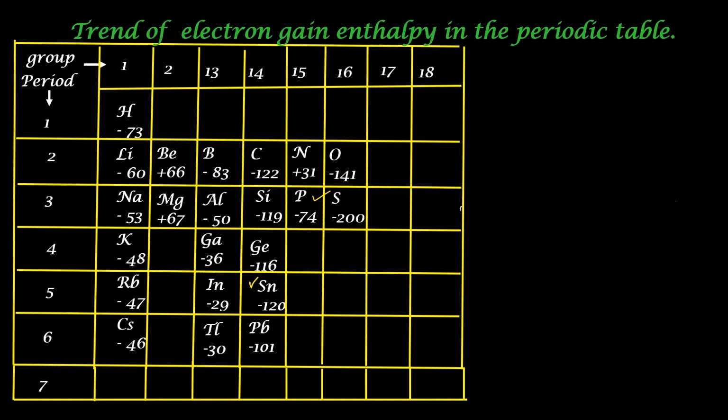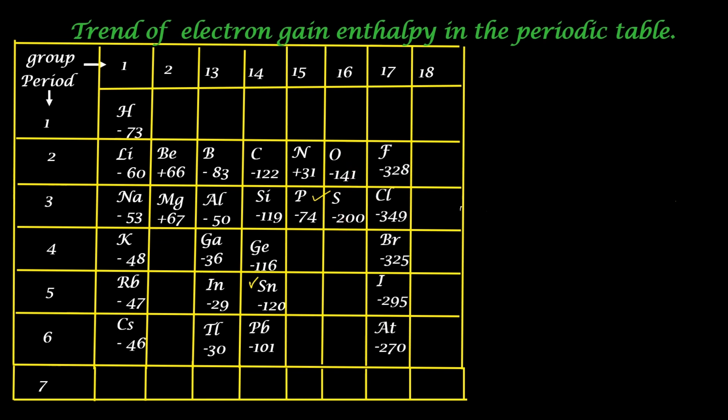16th group, oxygen and sulfur. Electron gain enthalpy of sulfur is more negative than that of oxygen. Here also, the nuclear charge of sulfur is much more than that of oxygen. Atomic number of oxygen is 8, whereas the atomic number of sulfur is 16. So adding an electron to sulfur is easier than adding an electron to oxygen.